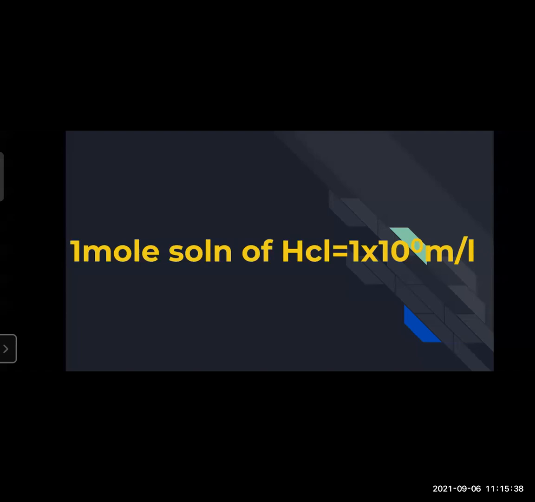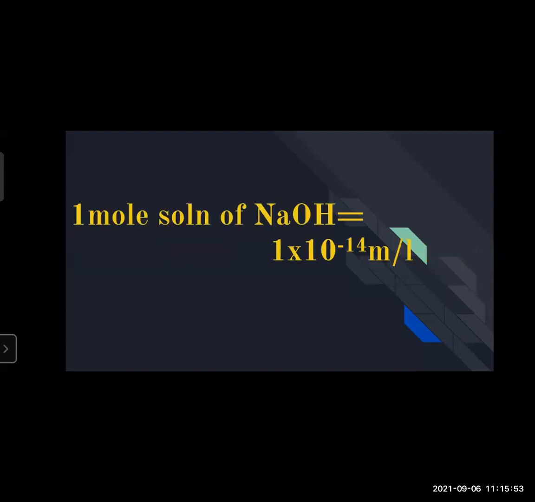Earlier it was water, now it is HCl. The temperature is the same, 25 degrees Celsius. The concentration of H plus ions will be 1 into 10 to the power of 0, moles per liter. While in a 1 molar NaOH solution, whose pH is 14, the concentration of H plus ions is 1 into 10 to the power of minus 14 moles per liter.